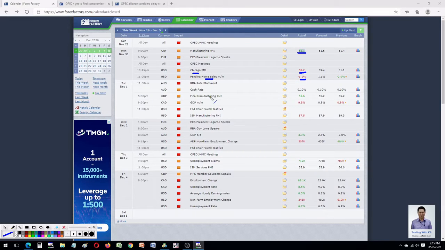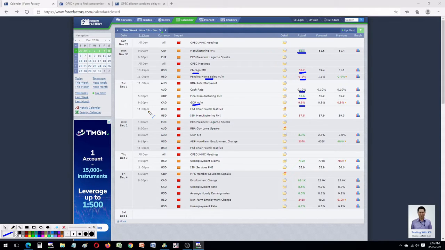Then Tuesday got the AUD. This time they keep the cash rate, which is good. And also the Britain manufacturing PMI actually improved, good for the British pound. For the CAD, the GDP actually shrank, below expectation. But with the strong price of oil, the CAD actually didn't depreciate a lot.